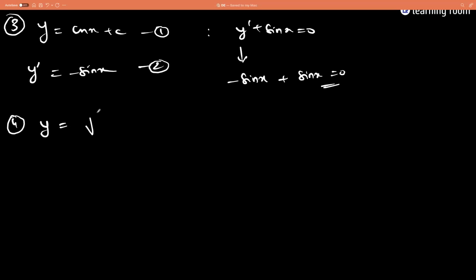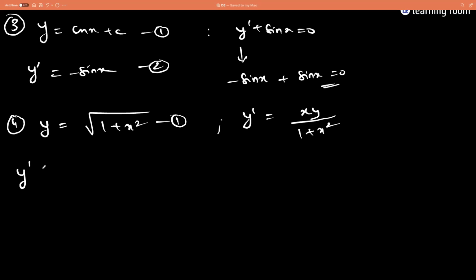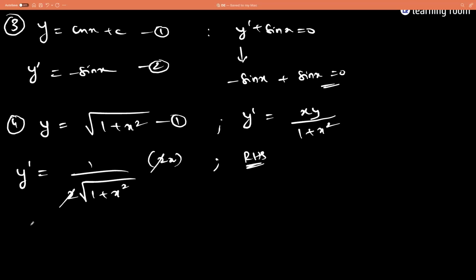y is equal to root of 1 plus x square. y dash is equal to xy divided by 1 plus x square. So what is y dash? So I'll take this as 1. What is y dash? 1 by 2 root of 1 plus x square into 2x. So 2 and 2 will get cancelled. x divided by root of 1 plus x square. Am I right? Then I'll take RHS for instance. Okay, so remember y dash is x divided by root of 1 plus x square.